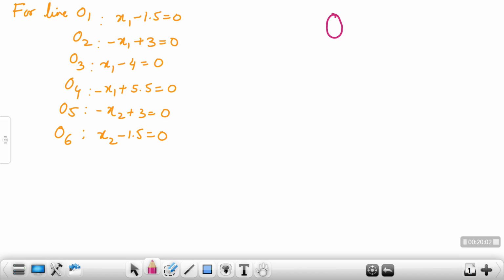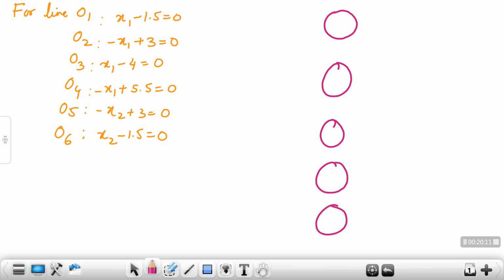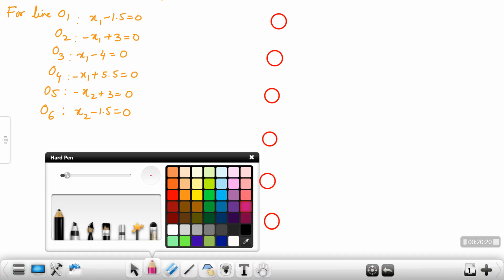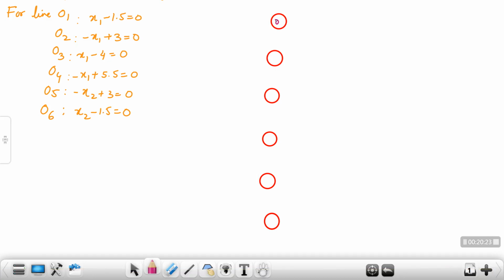So I draw a bigger circle, O1, O2, O3, O4. So we have drawn 6 neurons here: O1, O2, O3, O4, O5 and O6. And how many inputs do I have? I have 2 inputs. One is X1, the other is X2, and the third one is a bias which I will put as 1.